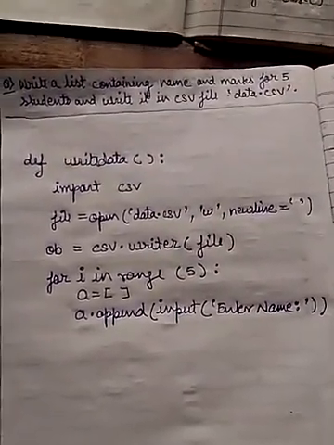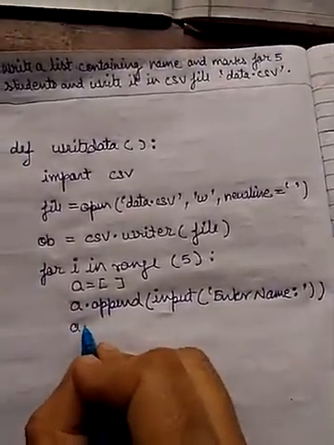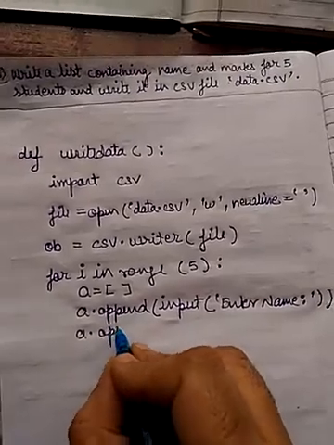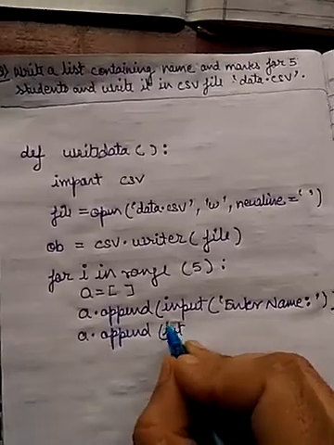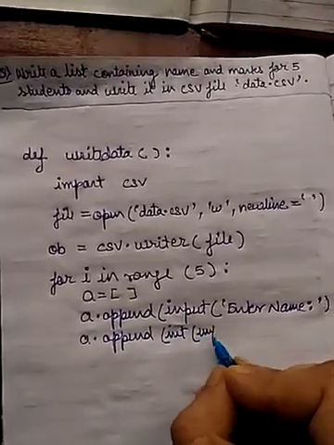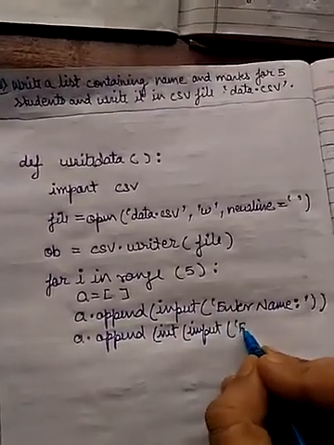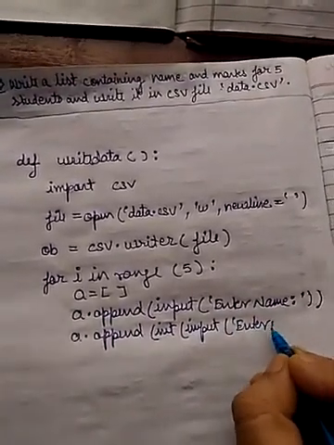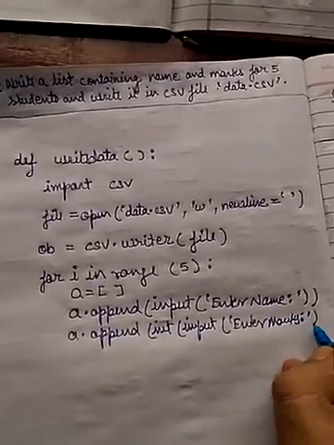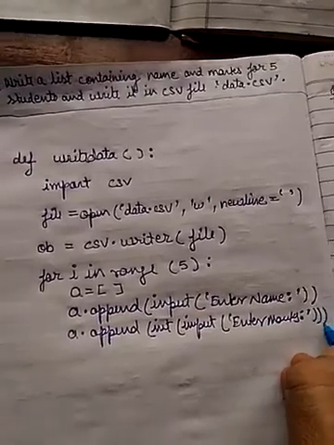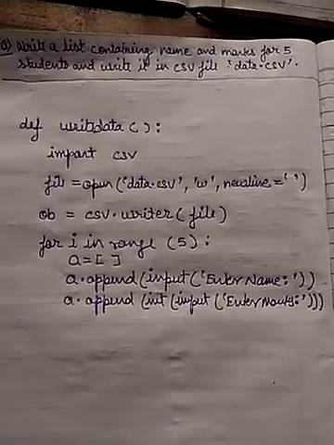Now you have to read the marks of the user. So again A.append, int, input, enter marks, input close, int close, append close. So in this way you have read name and marks from user.